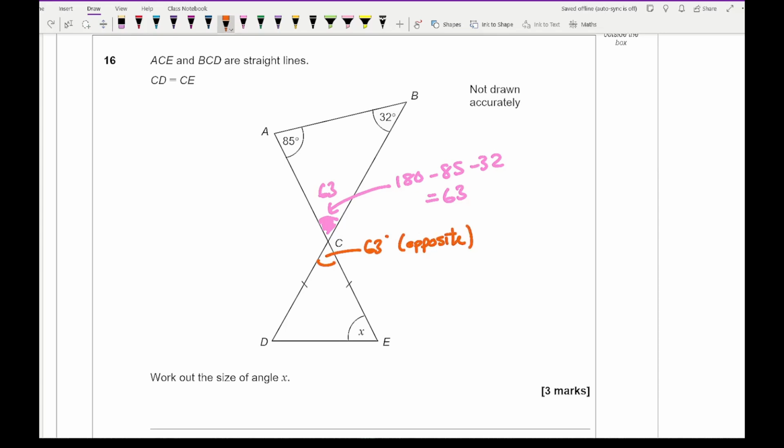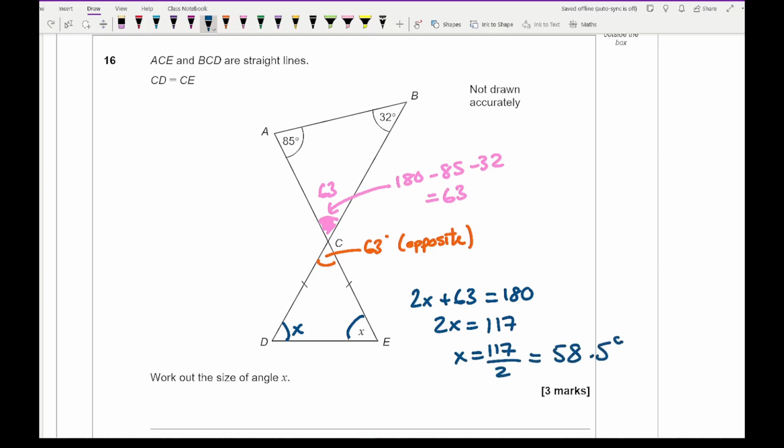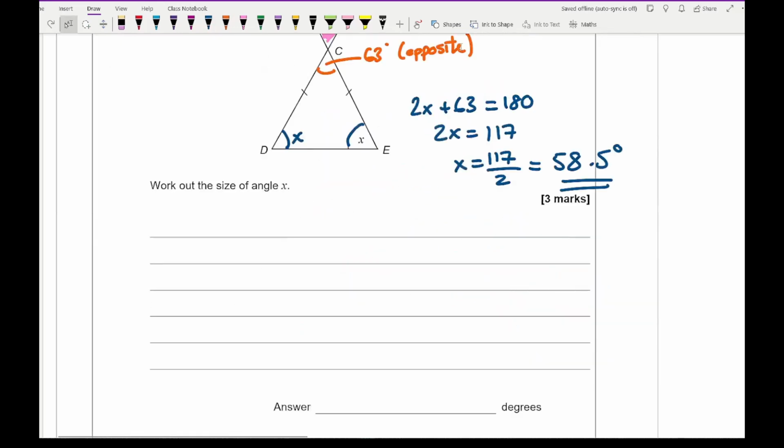Then, as we can see that we've got an isosceles triangle, if this angle here is X, this angle here is going to be X. So what we know is that 2X plus 63 equals 180. So 2X is going to equal 180 take away 63, which if I type that into my calculator just to make sure, gives me an answer of 117. So X is going to equal 117 divided by 2, which gives me an answer of 58.5 degrees.